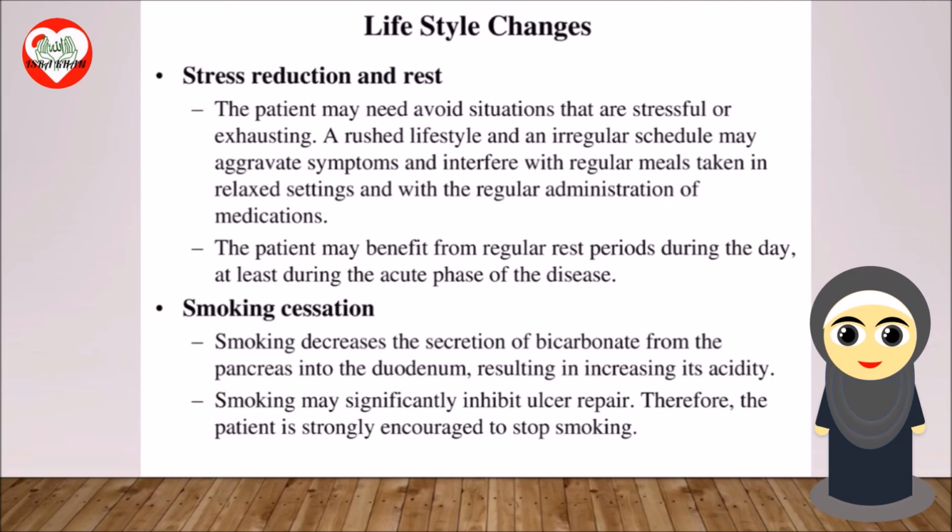Here, the patient may need to avoid situations that are stressful or exhausting. A rushed lifestyle and an irregular schedule may aggravate symptoms and interfere with regular meals taken. Smoking cessation can help, as smoking decreases the secretion of bicarbonate from the pancreas into the duodenum, which results in increasing its acidity. Smoking may significantly inhibit ulcer repair, therefore, the patient is strongly encouraged to stop smoking.